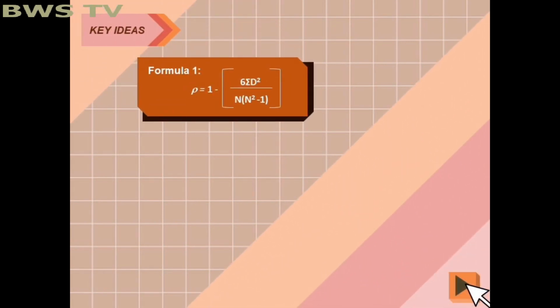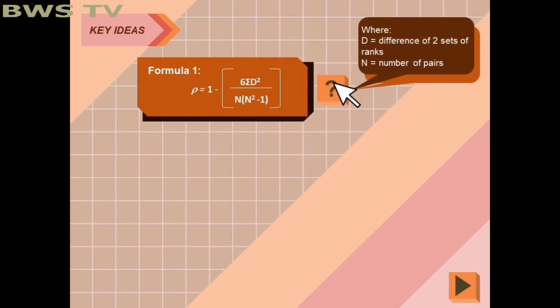This is the formula for Spearman rank. Rho is equal to 1 minus 6 times the summation of d squared over n times n squared minus 1, where d is the difference of two sets of ranks, and n is the number of pairs.